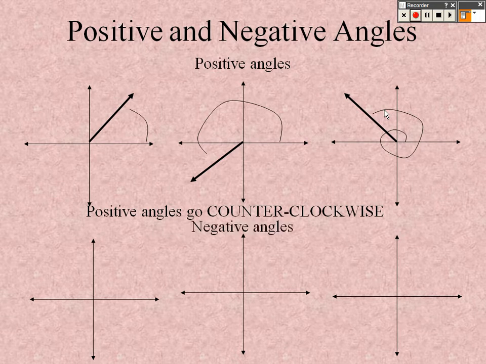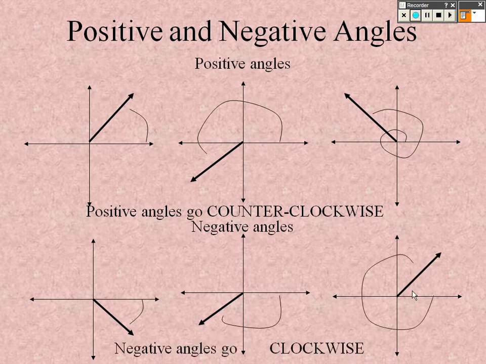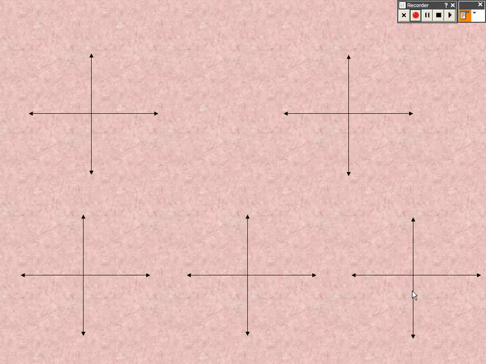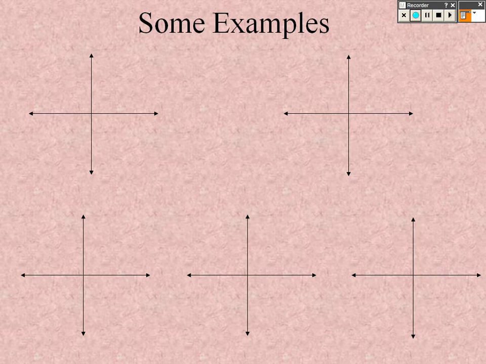However, what about negative angles? Negative angles, you are moving in a clockwise direction. So going down this way, this negative angle here is moving in a clockwise direction. And this here is to show you that we're moving in a clockwise direction for negative angles. Clockwise. Once again, things that could have been brought to my attention yesterday!